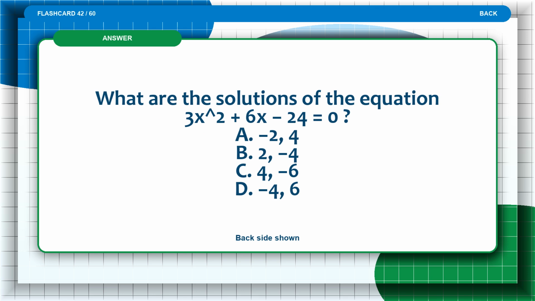The answer is: what are the solutions of the equation 3x² + 6x - 24 = 0? A. -2, 4. B. 2, -4. C. 4, -6. D. -4, 6.